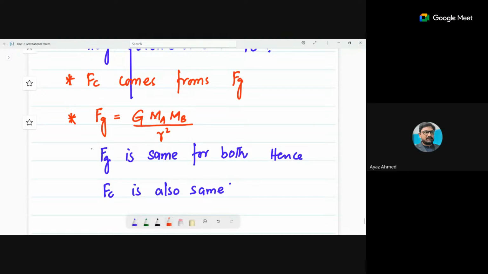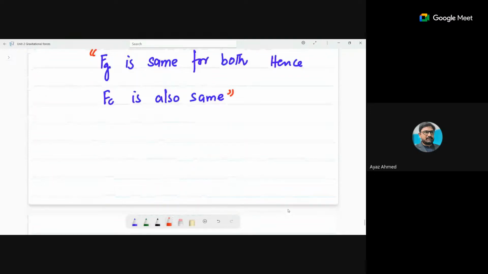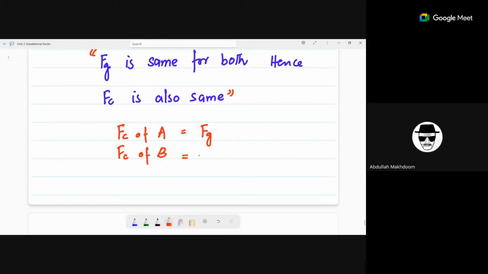Are you getting this? This is very authentic logic, and this is asked in your exam: why do they have the same FC? Because they have the same FG, and FG is the reason of FC. That is why they have the same FC. So I can say logically that FC of star A is equal to FG, because FG is the same. That's why I'm not going to write FG of A and FG of B. FC of B is equal to FG. That's it. Is this clear to you?